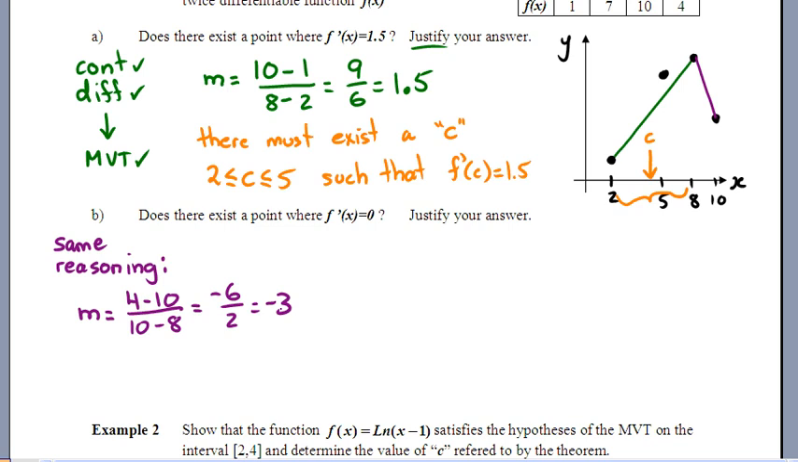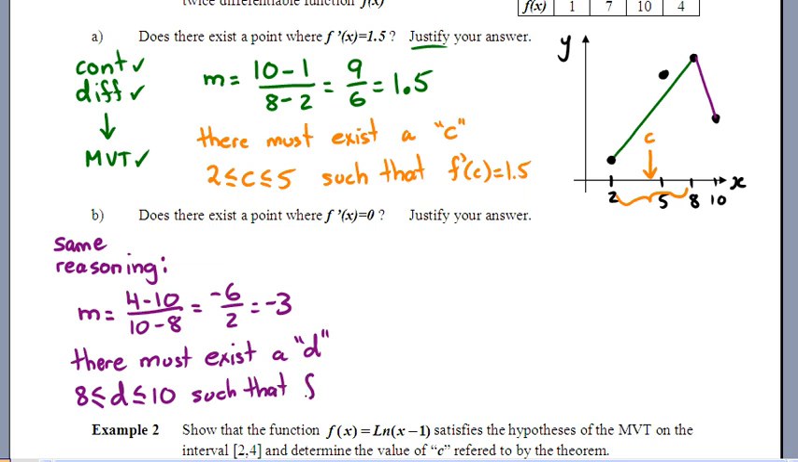So what I could tell you is there must exist some magical x value, right? There must exist a, well, let's move past C. Let's call it D. There must exist a D that's somewhere in between 8 and 10, such that the derivative at D is equal to negative 3. And you're like, well, okay, that's great, but you were supposed to talk about how the derivative had to be 0. Well, let's just think about this graph here for a minute of the derivative.